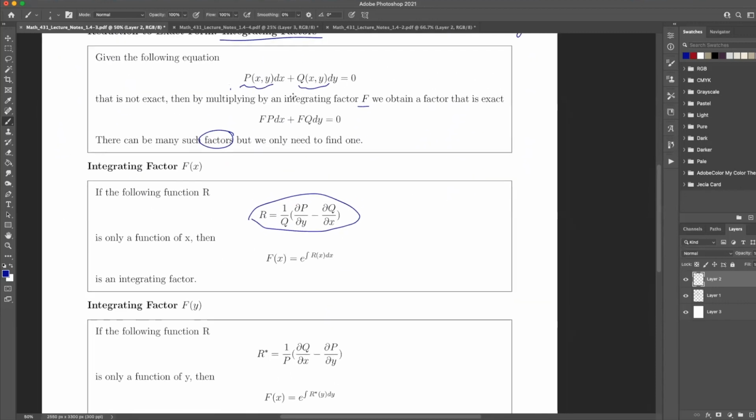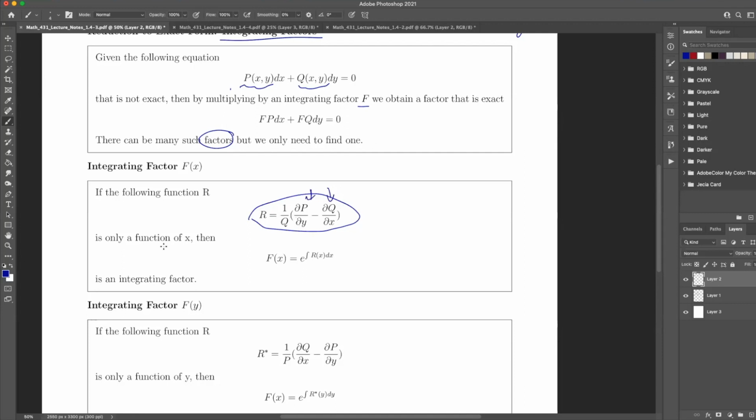We're going to take 1 over q. We're going to take the partial of p with respect to y, which you already would have calculated to see if it's exact, right? We already calculated to see if this was exact, right? And I already calculated this with respect to x to see if it was exact. So these have already been calculated, right? We already have to calculate this.